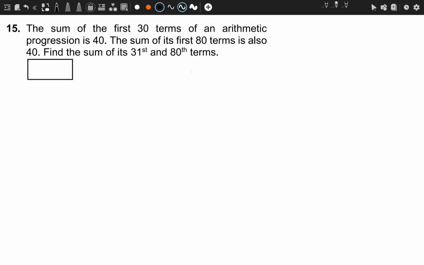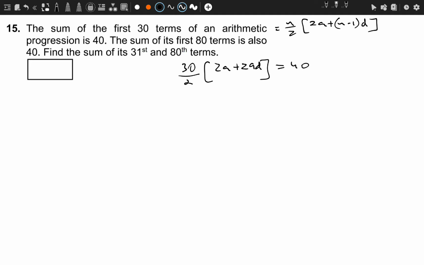So what we are given is the sum of the first 30 terms of an arithmetic progression. It is going to be nothing but 30 by 2. The formula is n by 2 into (2a plus (n minus 1)d). So it is going to be 30 by 2 into (2a plus 29d), which is equal to 40.